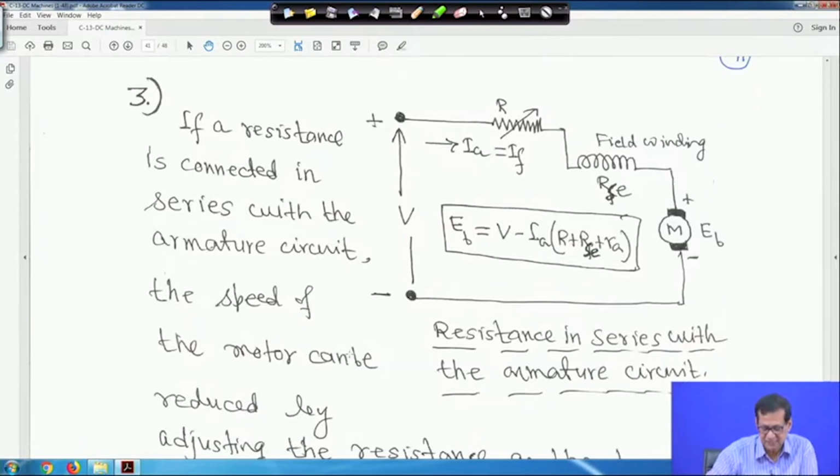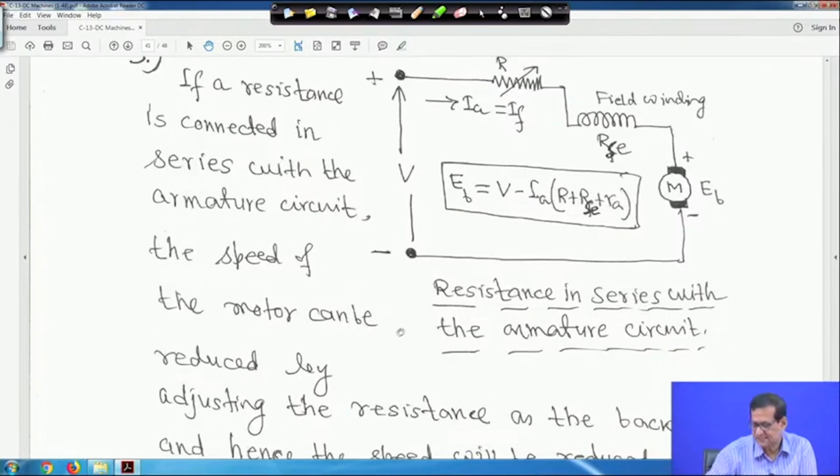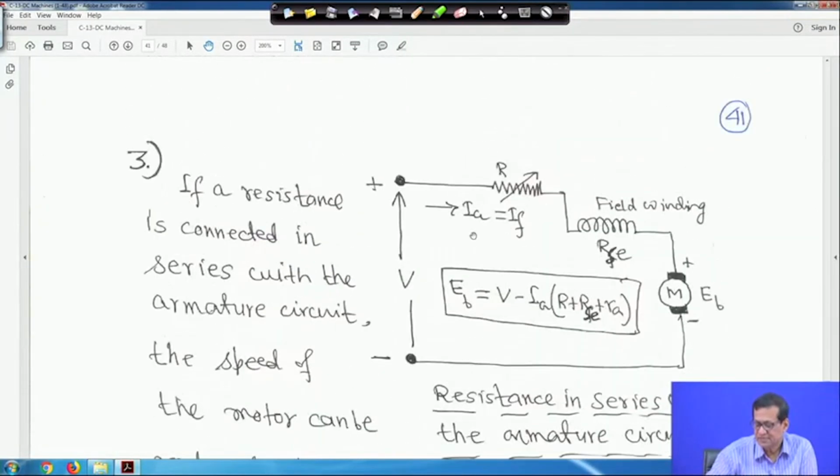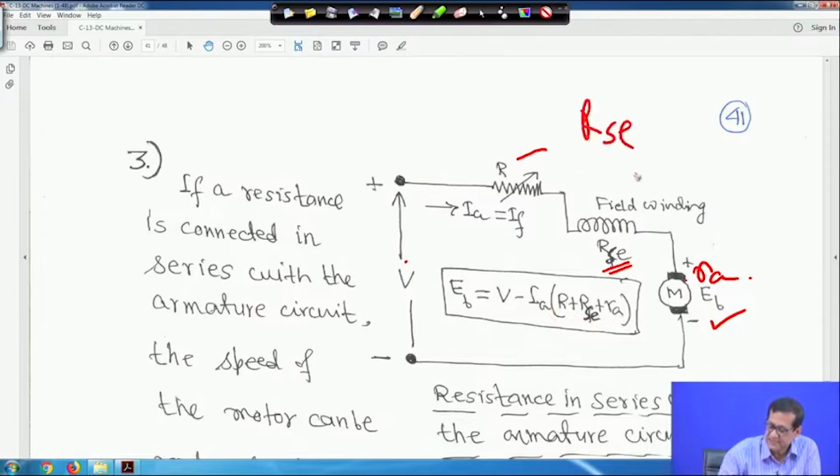the speed of the motor can be reduced by adjusting the resistance, as the back EMF changes. Here, if you put one resistance in series with the field winding, because both are in series, the resistance of the armature is Ra, and this is Rac, and this is R. Therefore, the back EMF, Eb, will be V minus Ia into R plus Rac plus Ra. This Rac is the series field winding resistance.